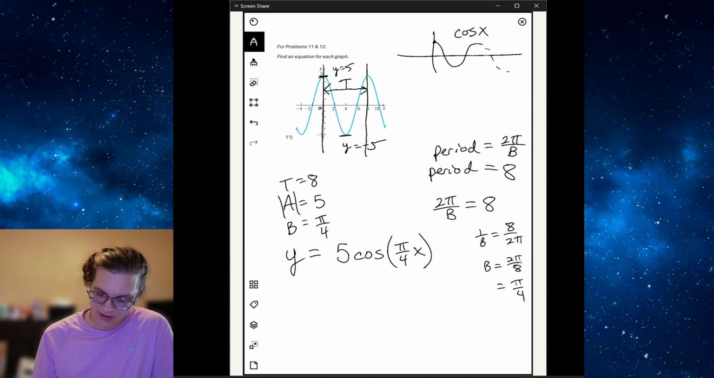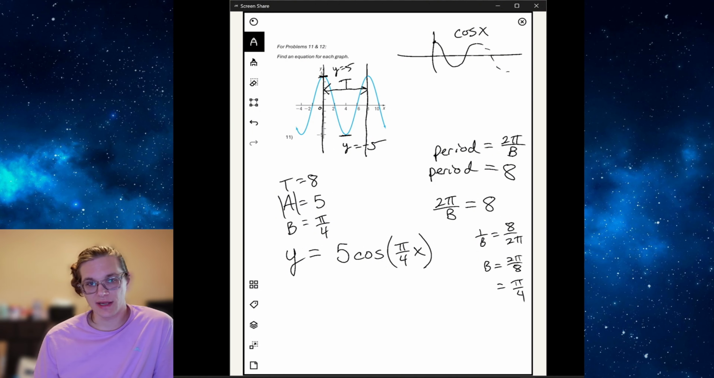There does not appear to be any y shift, which would go here, because it goes from -5 to 5. If it went from -4 to 6, it would be like, okay, what's the shift?